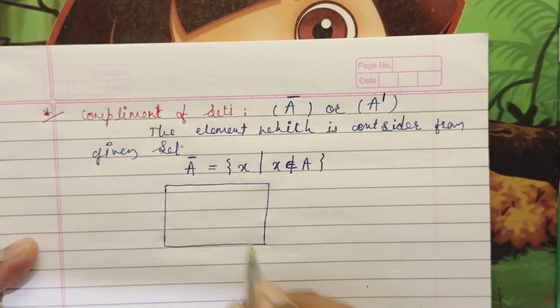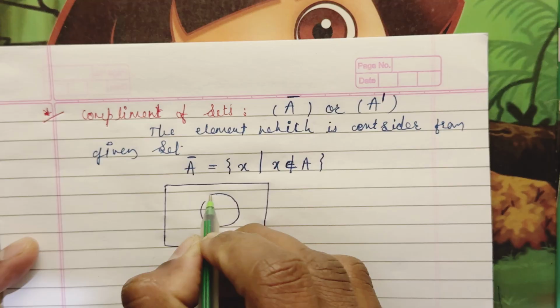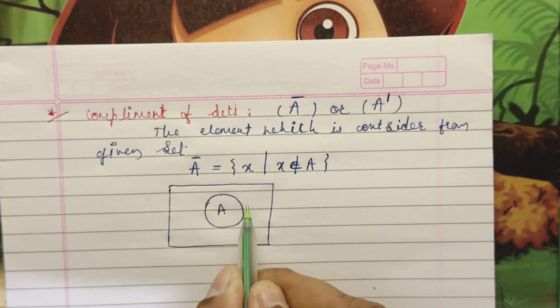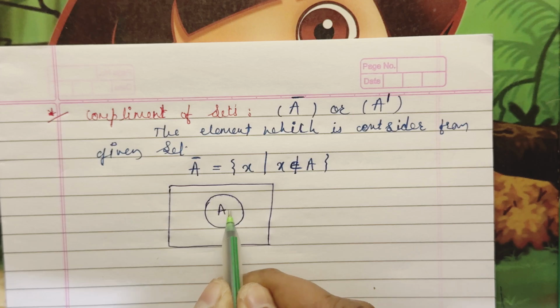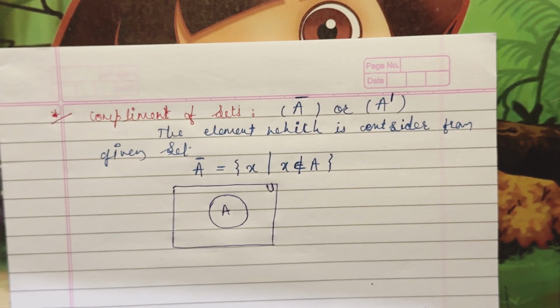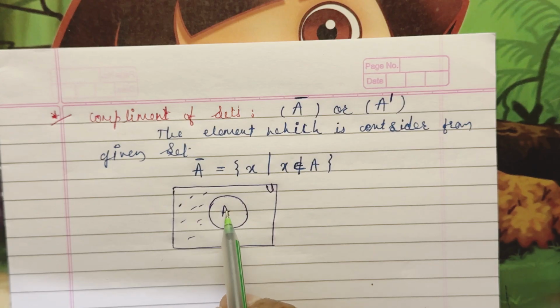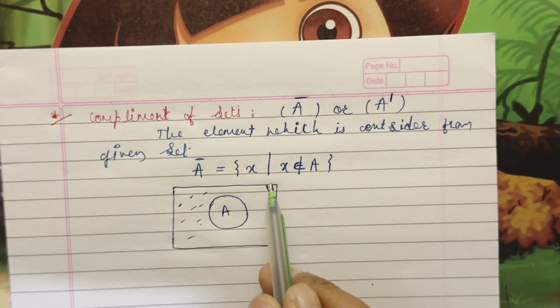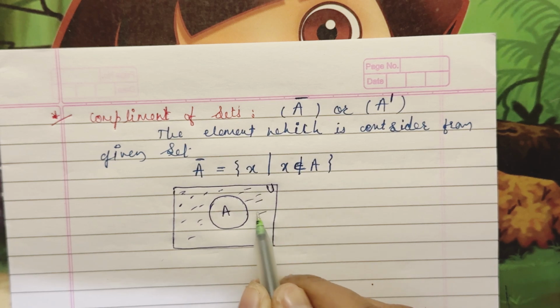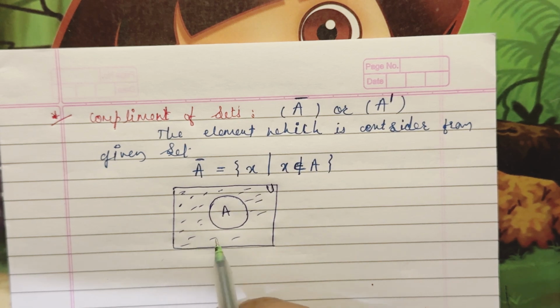Okay, if I consider set A here, this one is the set A. The complement of a set A means all the elements which are outside this set A, but not in set A, and which are present in the universal set. See that these are the outsider elements from our given set.